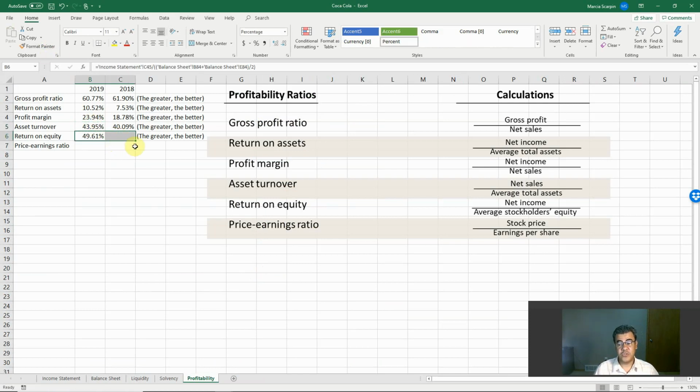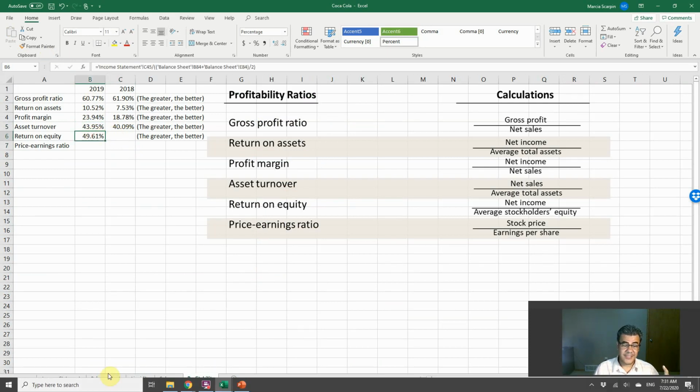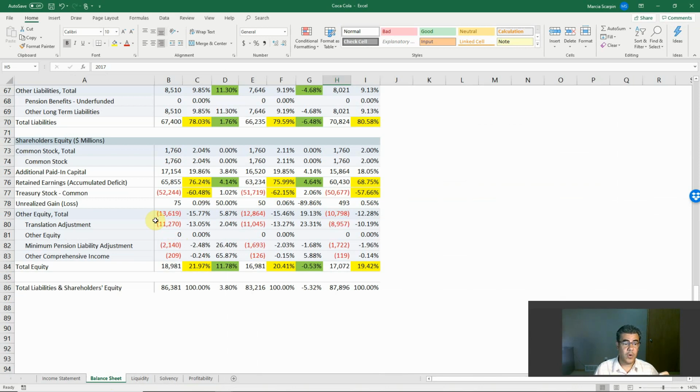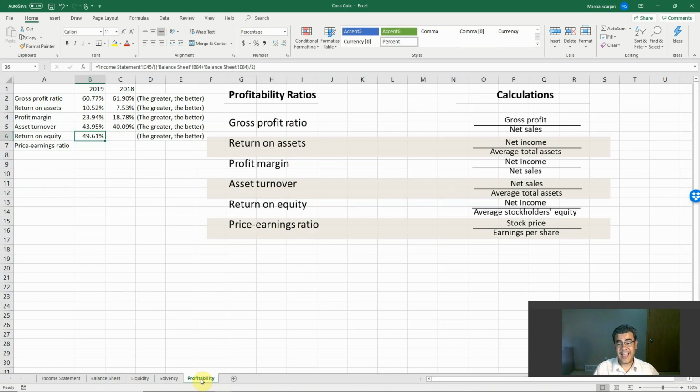49, huge, huge return on equity. However, this is huge because Coca-Cola, they repurchase a lot of their own stocks. So maybe their equity is artificially low. So that is a very good point. Financial statement analysis is not only looking at the ratios. We need some kind of holistic analysis here. We need to analyze the big picture.